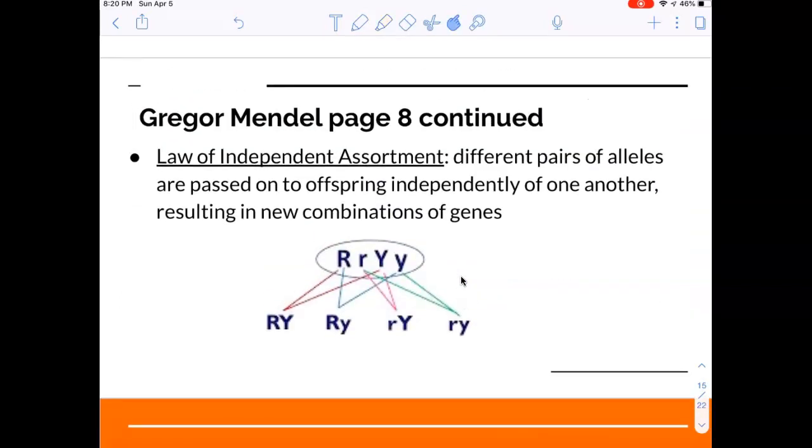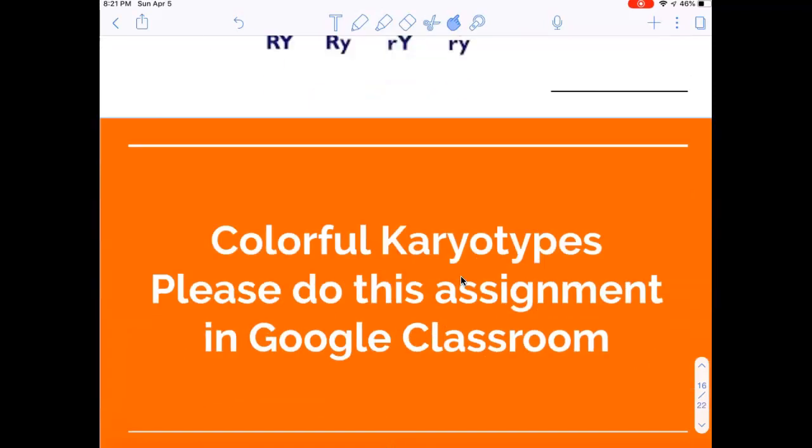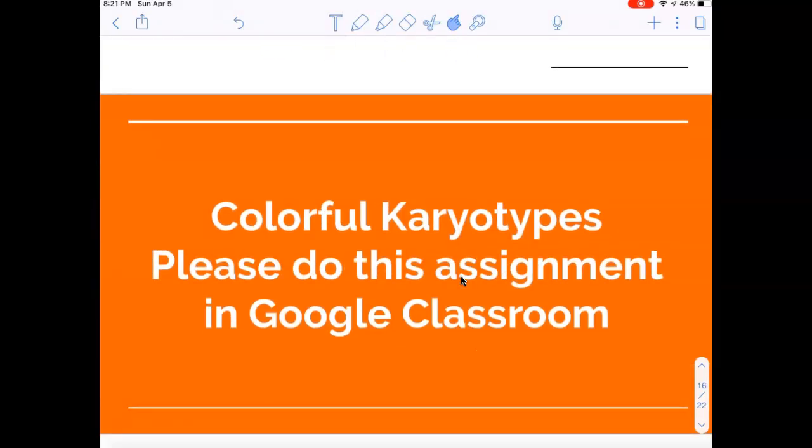For the law of independent assortment, these alleles being passed on into the new offspring is random chance. So there's an equal chance of all of them being added in together. All combinations are equal. Okay, so I'm going to have you guys pause here.